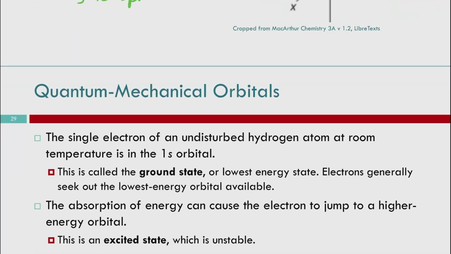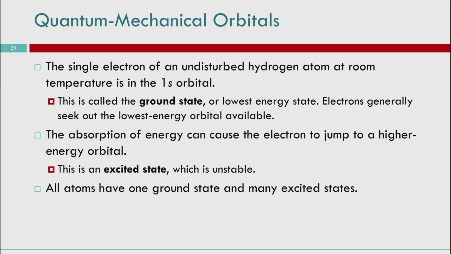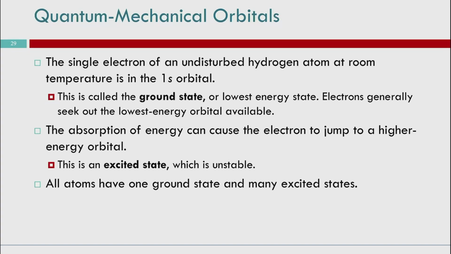We can also talk about some other concepts now. So we've established that 1s is our lowest energy orbital. If hydrogen is undisturbed, if it's just in its normal state, a single hydrogen atom, not in its diatomic elemental molecule, it has 1 electron, and it's going to put that 1 electron into its 1s orbital. We call that the ground state. The ground state is the lowest energy state.